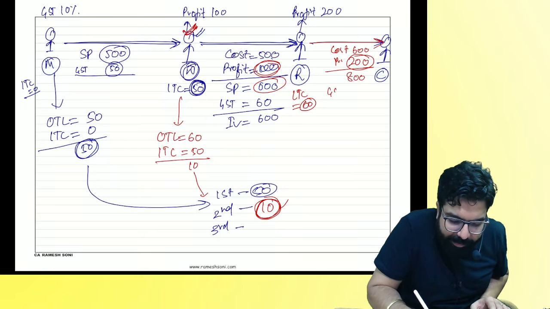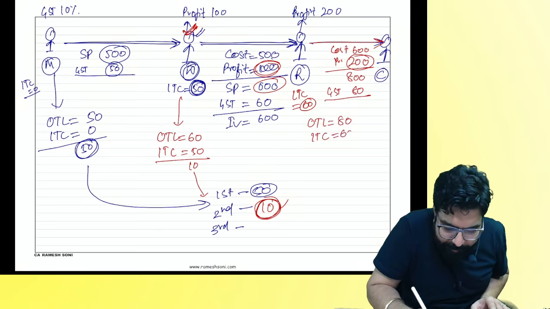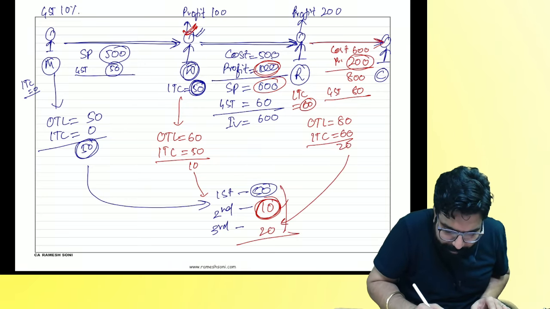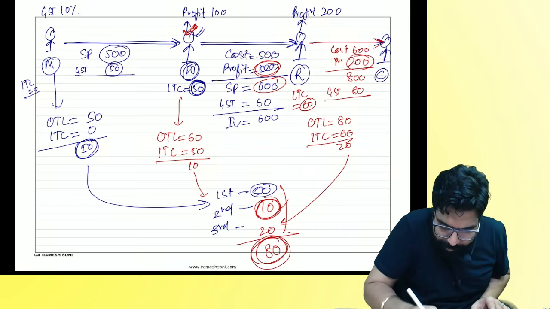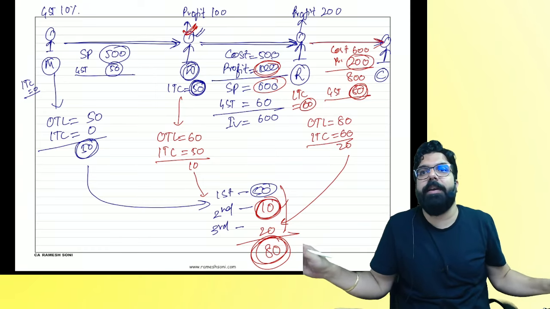800. 800 per GST is? 80 rupees. Output tax liability? 80. Input tax credit? 60. Government got? 20. Over story, everyone. Government got? 80. Ultimately, customer also paid? 80. Is my point 100% clear to all?